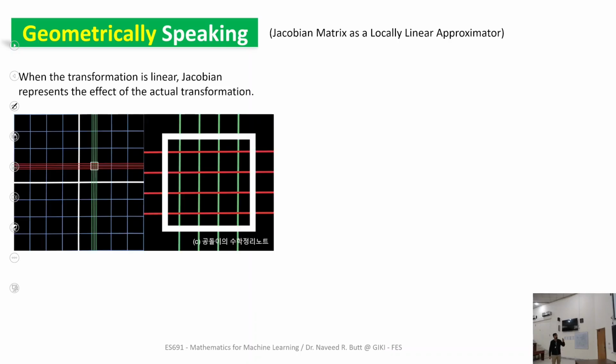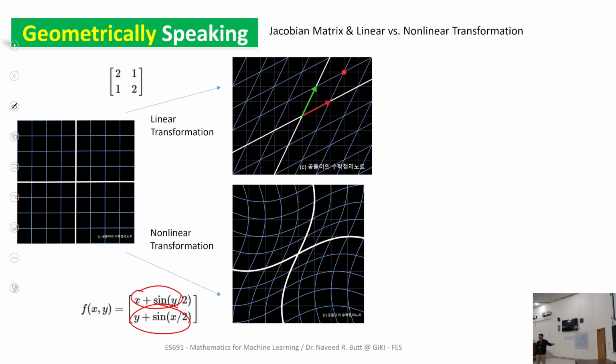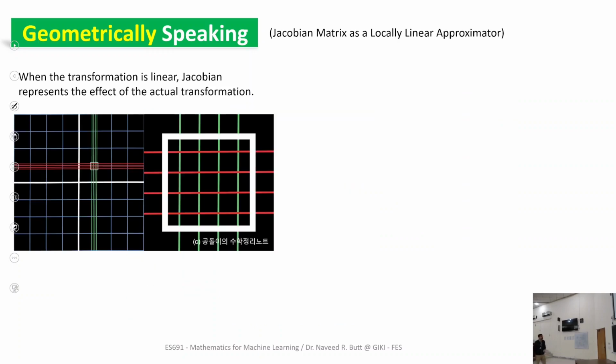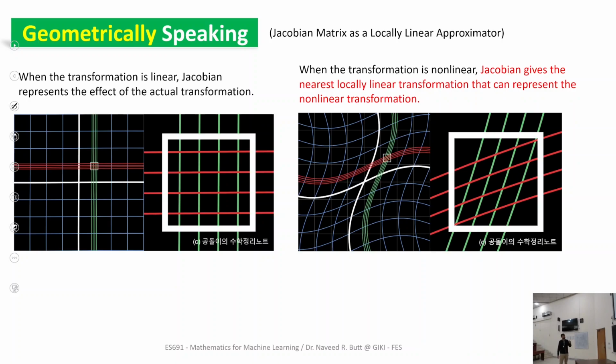Interestingly, the Jacobian acts as a locally linear approximator. So if the transformation were linear to begin with, जैसे ये यहाँ पे first case, yeah, if the transformation is linear already, then the Jacobian is simply representing the effect of that transformation. Yeah. But if the transformation was non-linear, then Jacobian represents the locally closest linear transformation, उसको approximate करता है, ठीक है. और this is not something very strange. Derivative में भी तो यही नहीं होता.